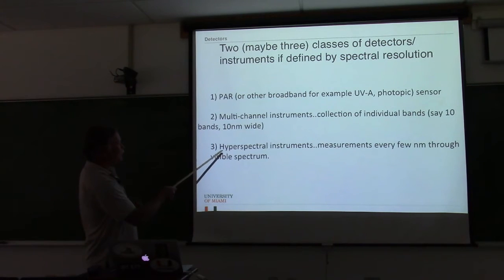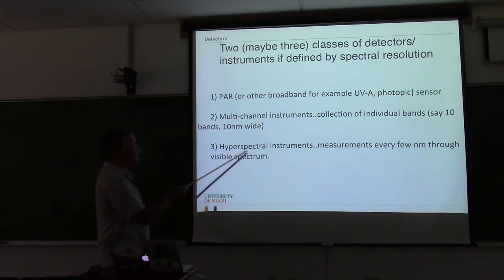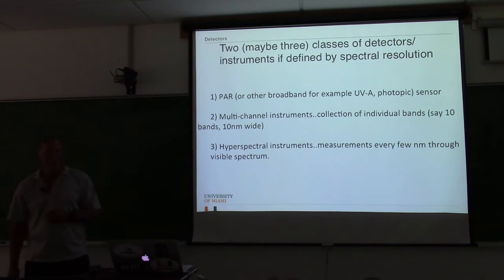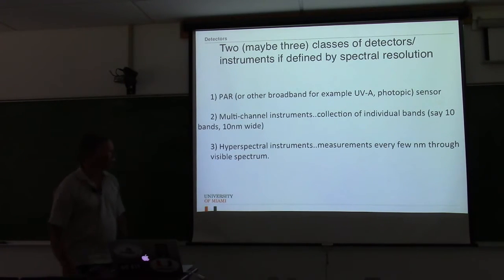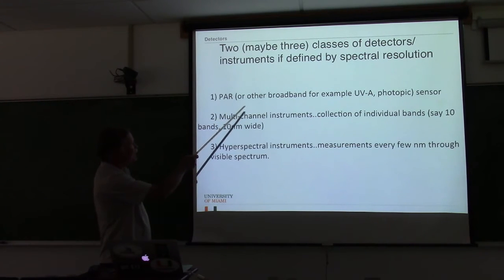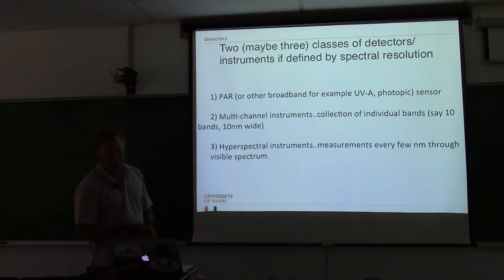And then the next level, people have asked me about this a little bit, is hyperspectral. Hyperspectral means that we have measurements throughout the visible spectrum, every few nanometers to every 10 nanometers. But the main idea is you have a continuous spectrum of measurements placed all the way through the spectrum. So in terms of information, you go from PAR to multi-channel to hyperspectral. And nowadays, pretty much everybody buys hyperspectral. I know, and I'll explain that when I get to that part.